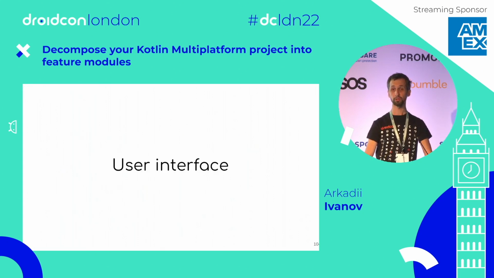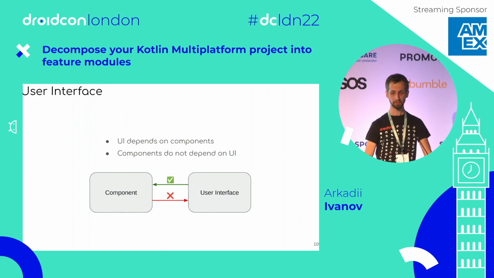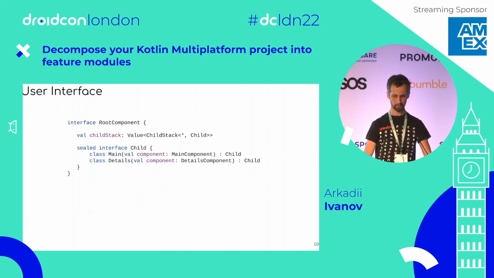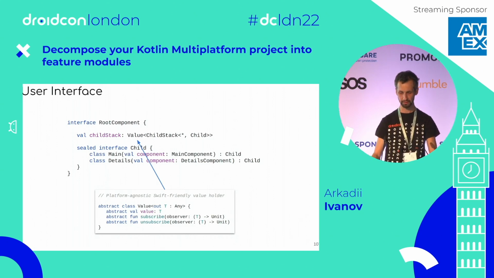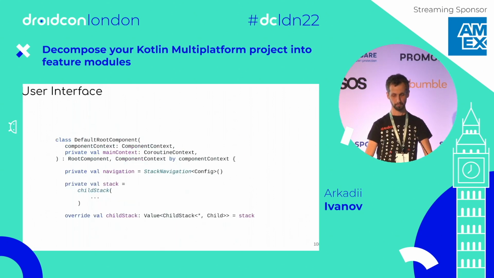But what about user interface? As I mentioned earlier, the user interface is plugged in externally. Components do not depend on the user interface, but the user interface depends on components. So here is an example of how we can display the child stack. We should export the child stack state from the component and make it observable. One of the ways is to use Value. It's a Swift-friendly way of exposing stateful observables provided by the library. But you can use coroutines Flow or Rx instead of Value if you like. And after that, we should just override the property in the root implementation and return the child stack.